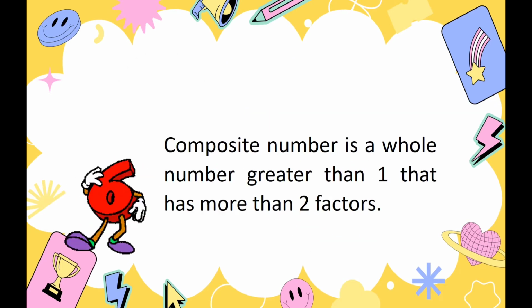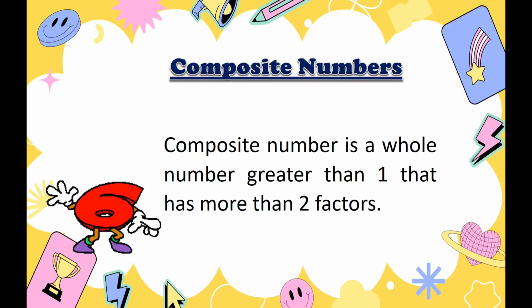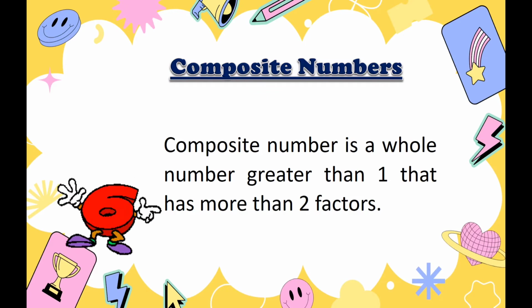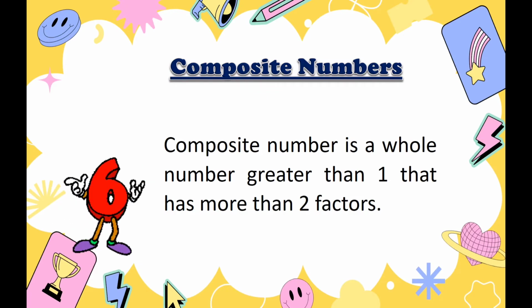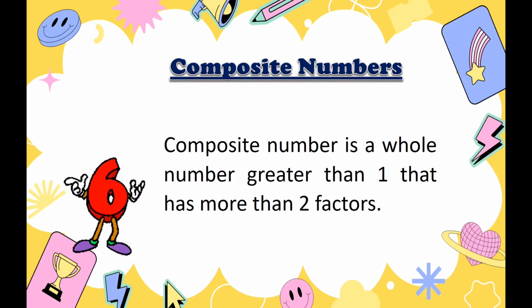So, what is a composite number? Composite number is a whole number greater than 1 that has more than 2 factors. So, ibig sabihin daw po, si composite numbers ay kapag sumobra ang factors niya sa 2, siya ay isa ng composite number. Laging tatandaan ha, si composite kapag ang factors niya ay 3 pataas, composite number siya. Pero pag ang factors niya ay 2 factors, yun po ay prime number.